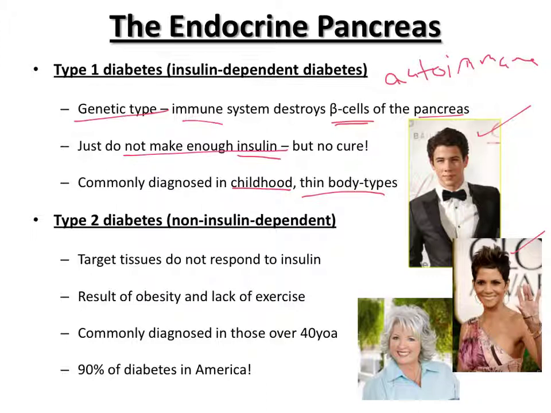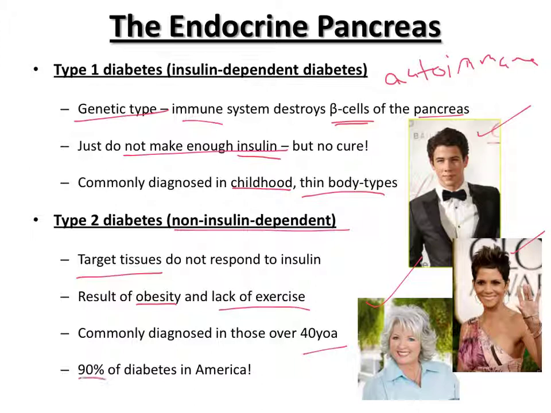Now, type 2 diabetes is a lot more common in the United States. This is called non-insulin dependent. And this is where you have plenty of insulin, but your tissues start to ignore it, basically, and do not take up the sugars like they're supposed to. This happens as a response to obesity and lack of exercise. And so this is something that's usually seen in older people, usually more than 40 years of age, and is seen in obese people with poor diets and poor exercise habits. Paula Deen, hate to pick on her, but if you've seen her cooking shows and you know how much butter she uses, then you understand why she might be type 2 diabetic, which she is.